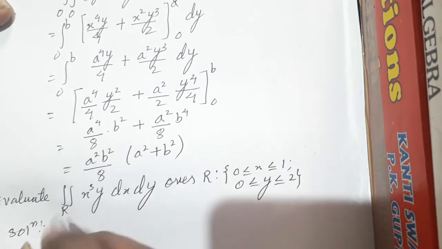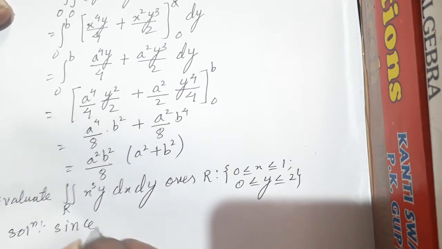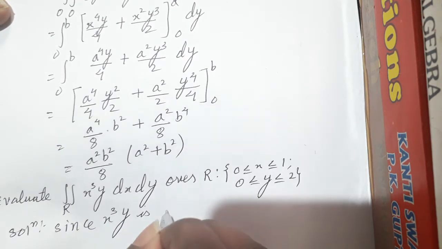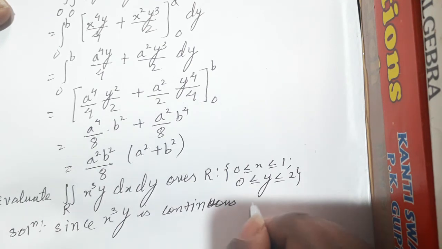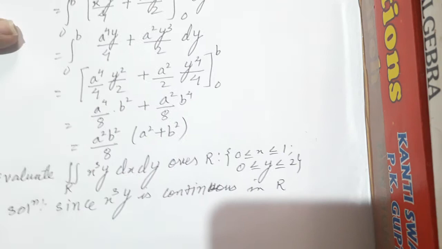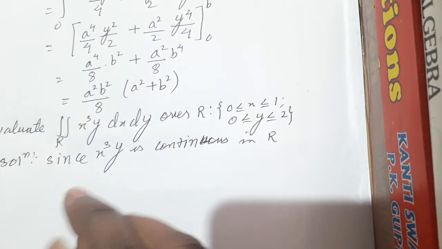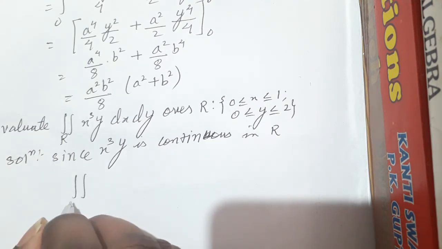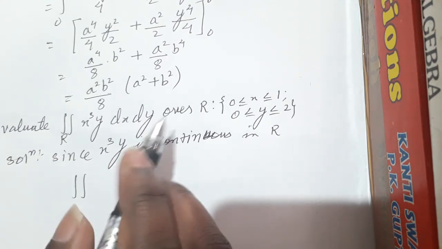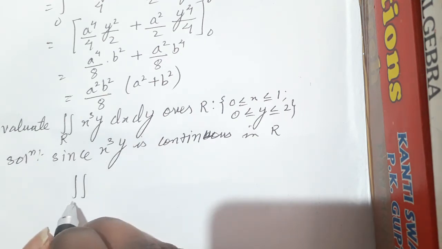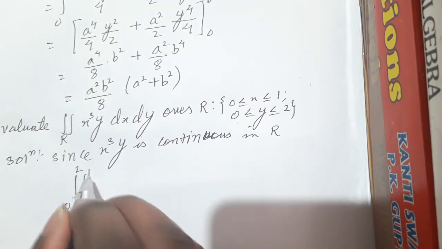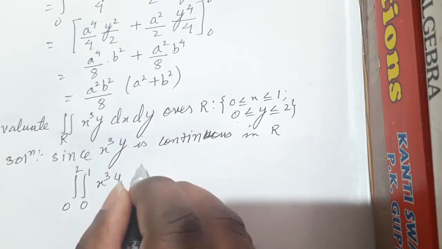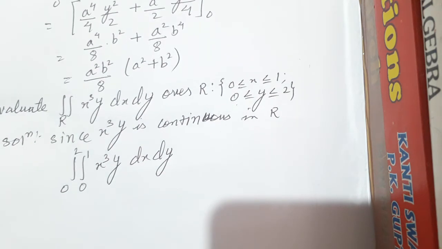Solution of this. Since x³y is continuous in R, we know that the function x³y is continuous in R. Now we have to integrate this. So we have double integration. The first integration is for dy and the second is for dx. So what is the limit for y? It is from 0 to 2. So we have here 0 to 2 and here we have 0 to 1, x³y dx dy.